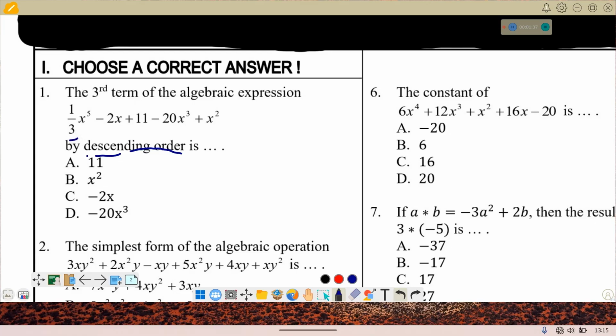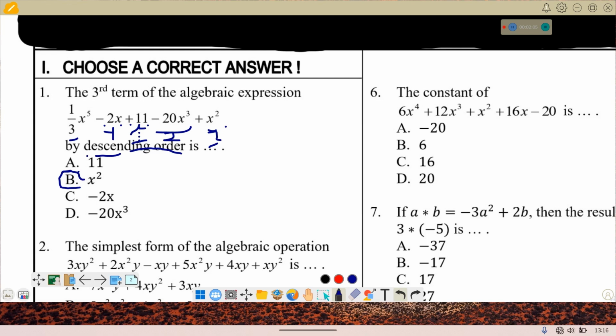This is the first term, this is the second, and this is the third. This is the fourth, and this is the last, the fifth. Okay, so the answer is the third term is bx squared.